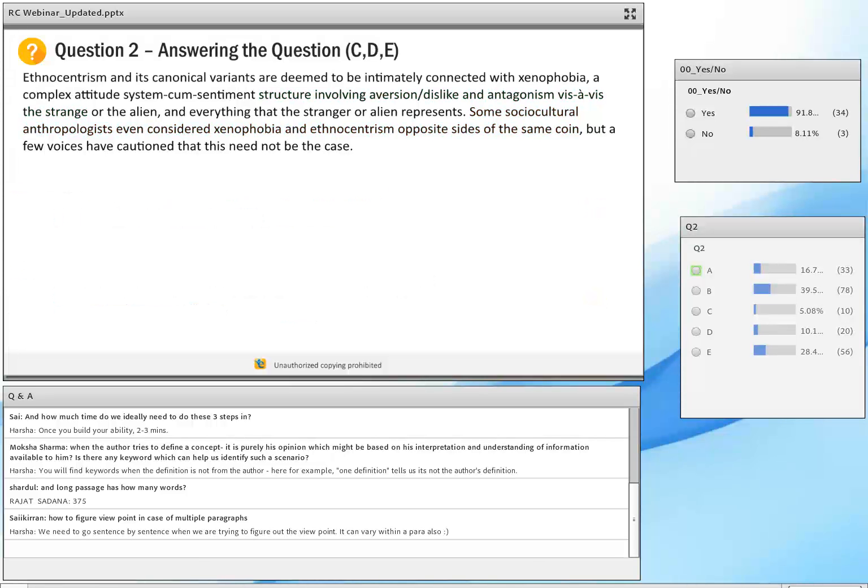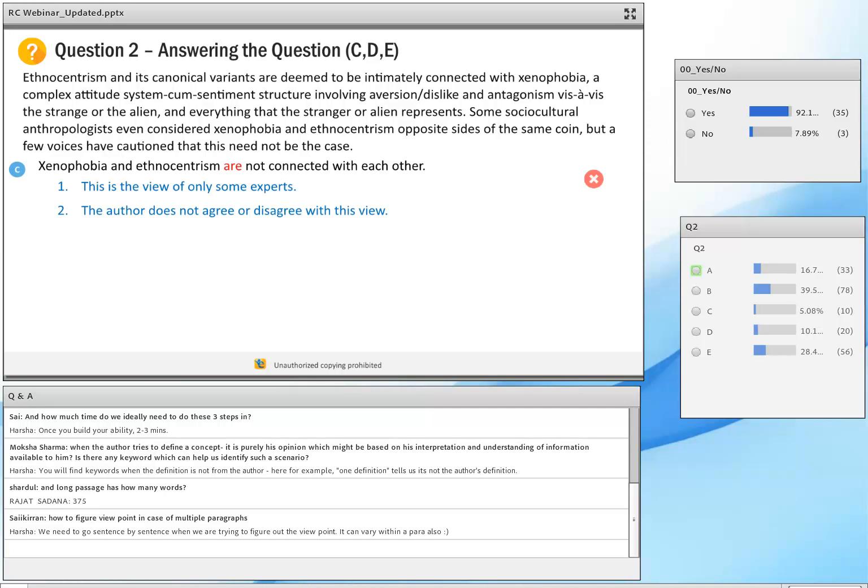All right. Let's go to the choices C, D, and E. Choice C, very few people chose this, and it makes sense. Why? Because it's not mentioned as anyone's view over here that XB and EC are not connected with each other. Well, it is mentioned in the last line. It's the view of some experts, and the author again doesn't agree or disagree with this. All right. Choice D says in some cases XB could be the cause of EC.